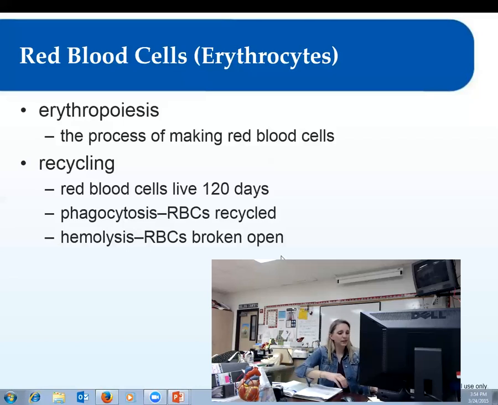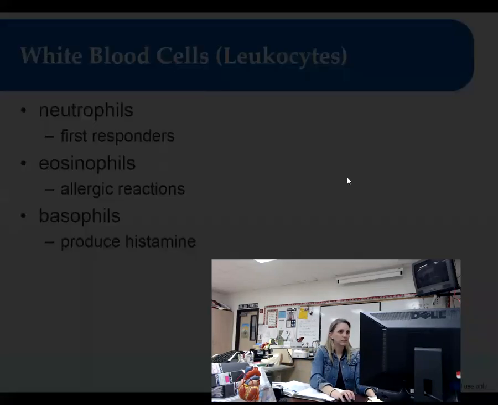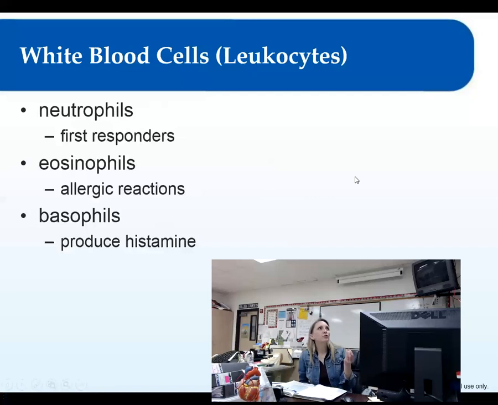All right, white blood cells, or leukocytes. Leuko means white, cyte means cell. So let's look at some of these. We're going to go through these slides in kind of a strange order. They kind of repeat. Anyways, look over at page 342.